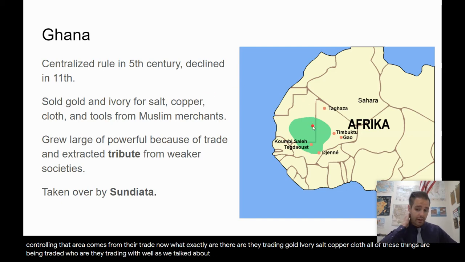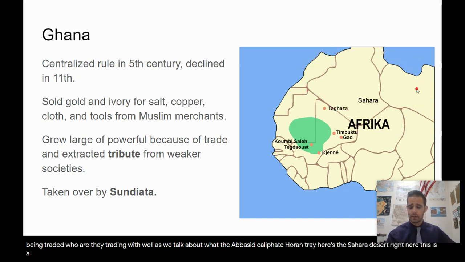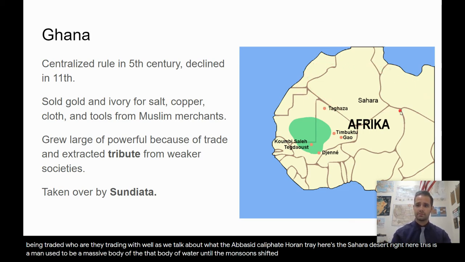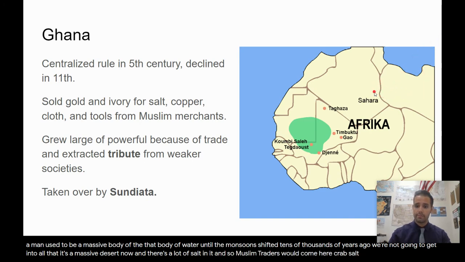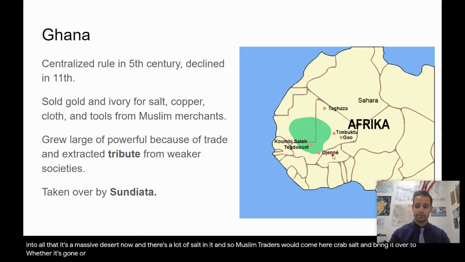Who are they trading with? Well, as we talked about with the Abbasid Caliphate, we briefly mentioned the Trans-Saharan trade. Here's the Sahara Desert right here. I mean, it used to be a massive body of water until the monsoons shifted tens of thousands of years ago. We're not going to get into all of that. It's a massive desert now, and there's a lot of salt in it. And so Muslim traders would come here, grab salt, and bring it over to this particular area, whether it's Ghana or Mali or Songhai or whatever empire happens to be in control at that particular time, and would trade that for gold and then obviously bring gold back.